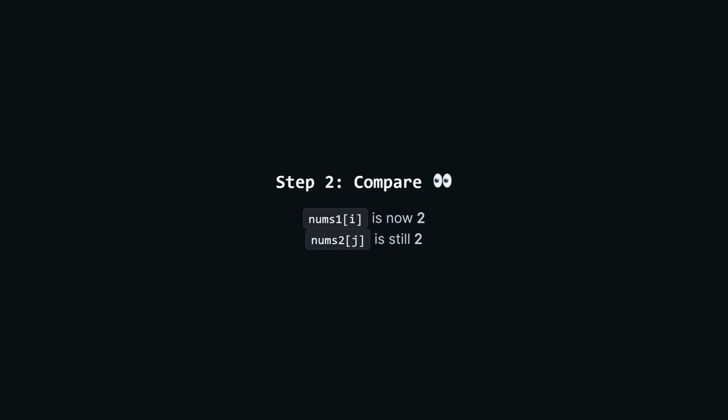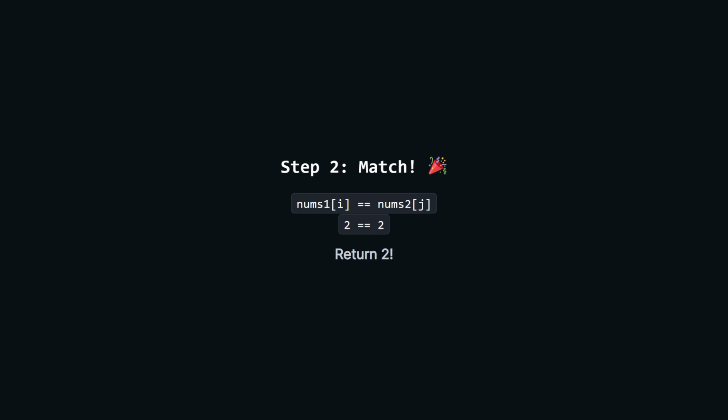Now our i pointer is looking at the next number, which is a 2. Our j pointer is still sitting at the 2 in the second list. We check them against each other and they match. Because we went strictly from smallest to largest, this is guaranteed to be the minimum common value. We return 2, and we are done.